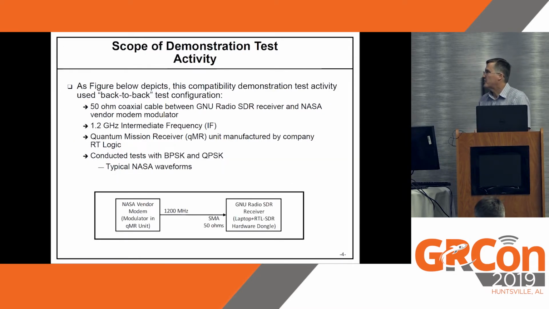Okay. This chart is high level for the test configuration. It's a back-to-back test configuration. The NASA vendor modem modulator is on the left. It transmitted over a coaxial cable, 50 ohms SMA with a 1.2 gigahertz intermediate frequency to the GNU Radio SDR receiver. Used BPSK and QPSK.